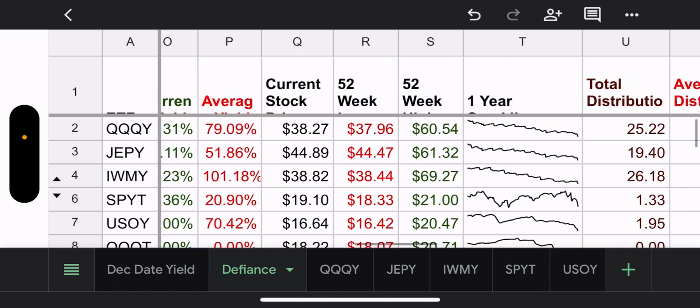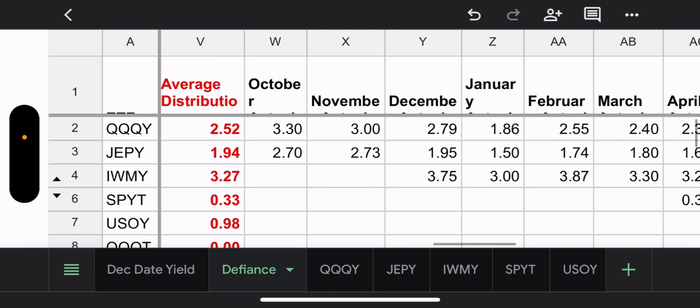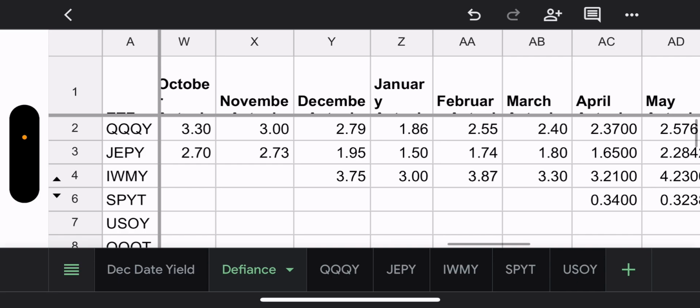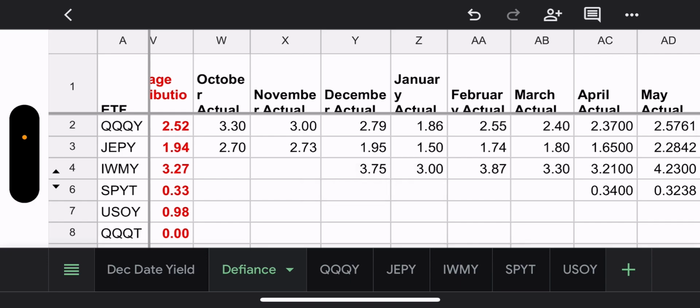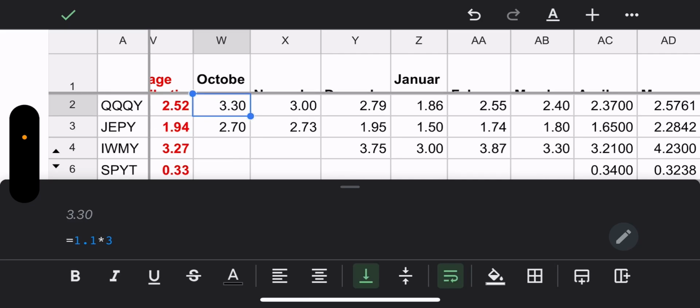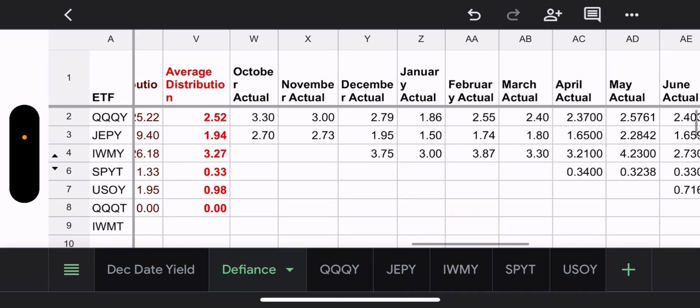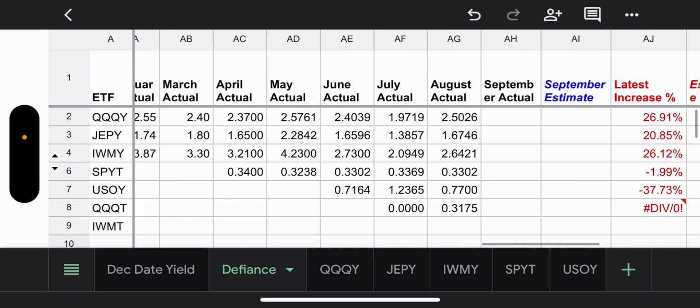What I had to do with the distributions is I had to take them and multiply them by 3. Because if they're going to update the historical price, I have to update the historical distribution as if they paid it 3 times. So I had to take the original distribution and multiply that times 3 for all of them. That's the only way the numbers are going to make sense.